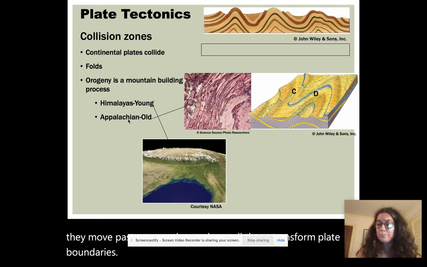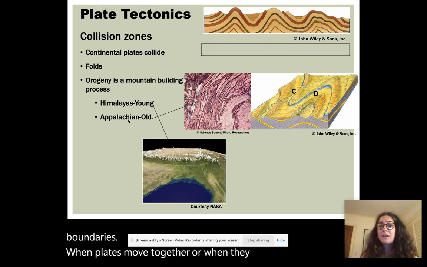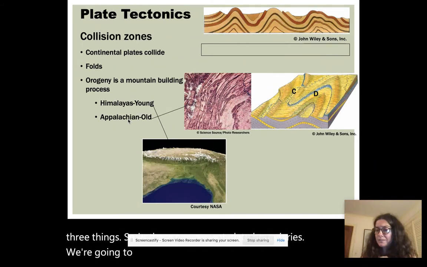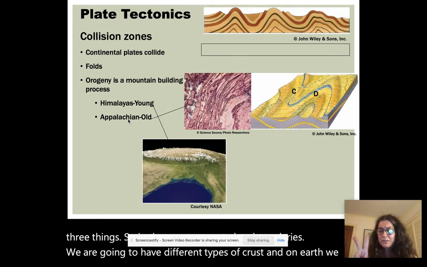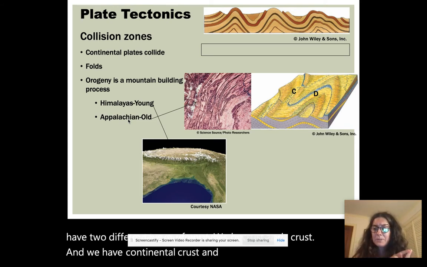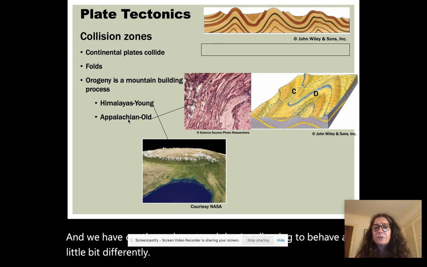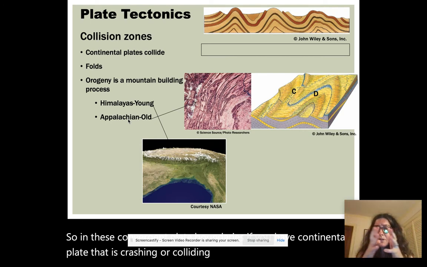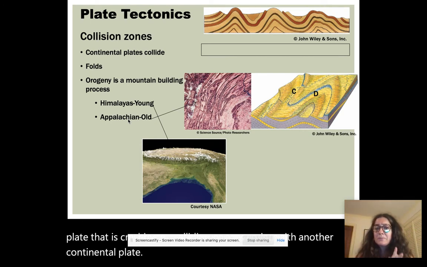Now, when plates move together or when they converge, they are going to do one of three things. So, in these convergent plate boundaries, we're going to have different types of crust. And on Earth, we have two different types of crust. We have oceanic crust and we have continental crust, and they're all going to behave a little bit differently. So, in these convergent plate boundaries, if you have a continental plate that is crashing or colliding or converging with another continental plate, it's going to make mountains. And the greatest example we have of that on Earth are the Himalayan mountains.